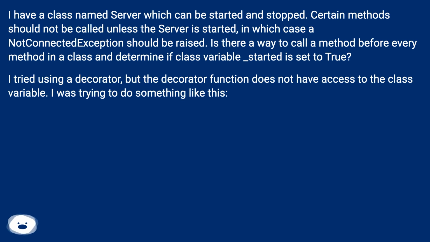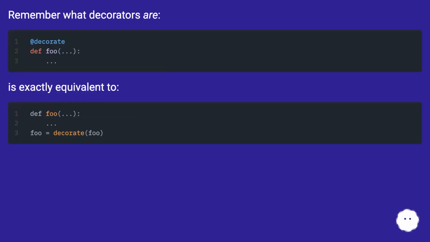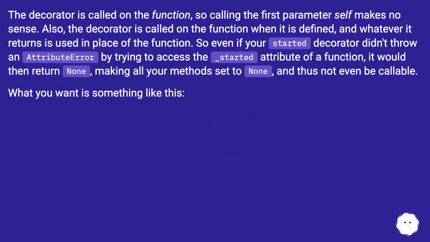I tried using a decorator, but the decorator function does not have access to the class variable. I was trying to do something like this. Remember what decorators are. Is exactly equivalent to. The decorator is called on the function, so calling the first parameter self makes no sense.